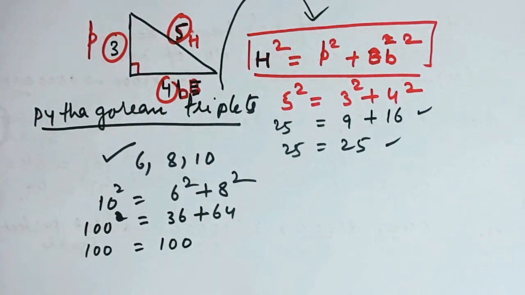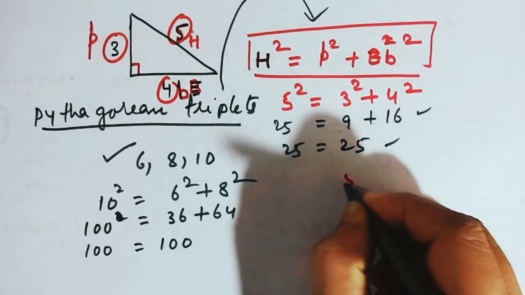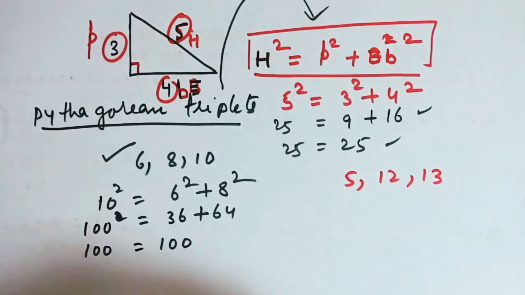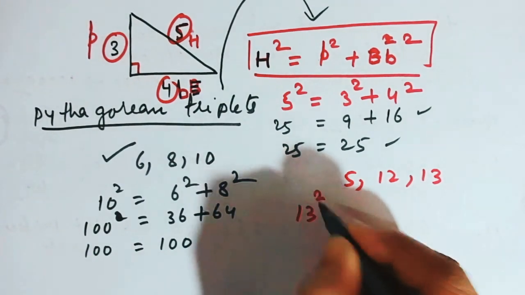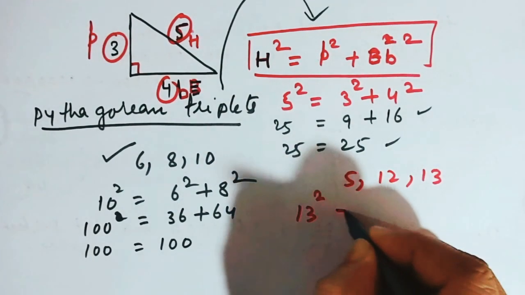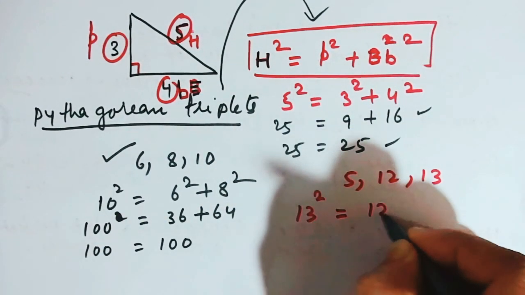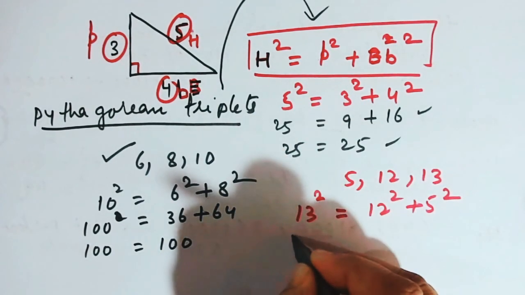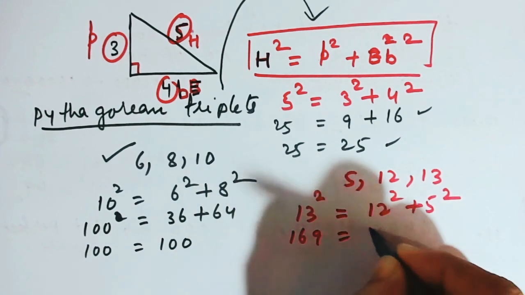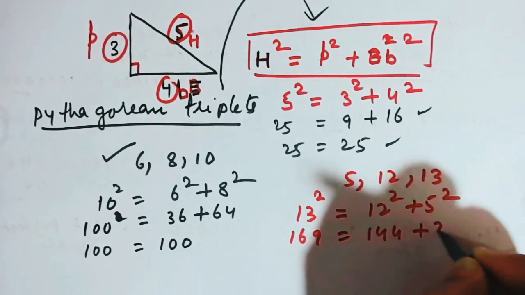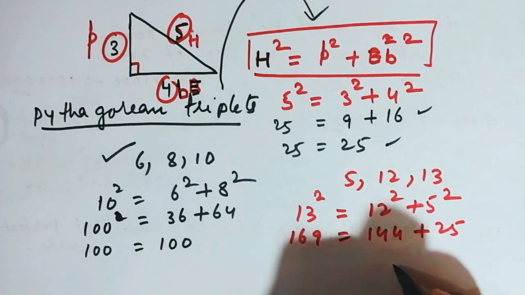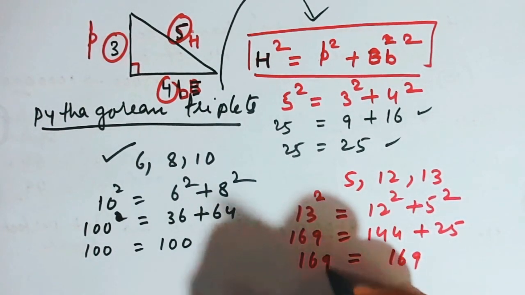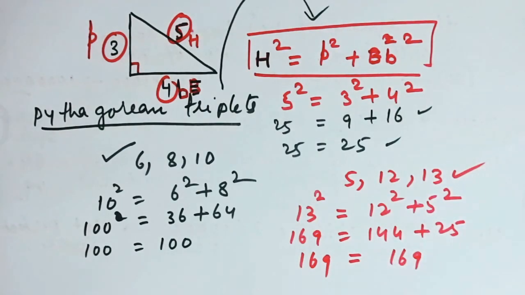Let me take one more set of numbers like 5, 12 and 13. You might be dealing with all these kinds of numbers, and you will find that 13 square, the biggest of all, will be equal to 12 square plus 5 square. Just add it yourself. 13 13s are 169. This is 144 plus 25, and 144 plus 25 is equal to 169. So we say that this is also a Pythagorean triplet.